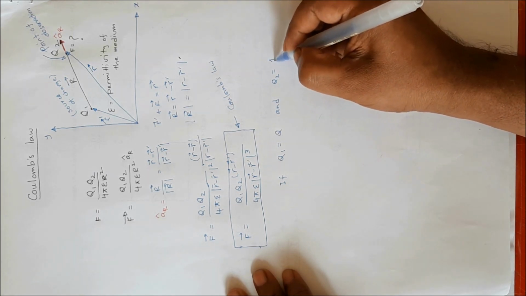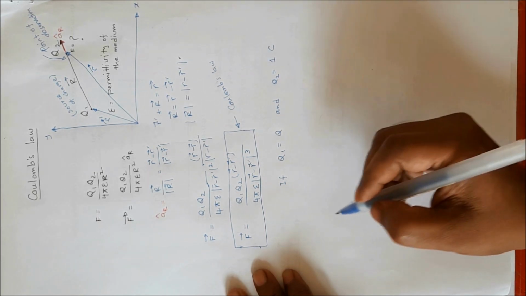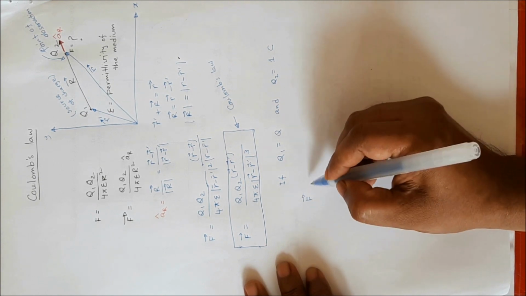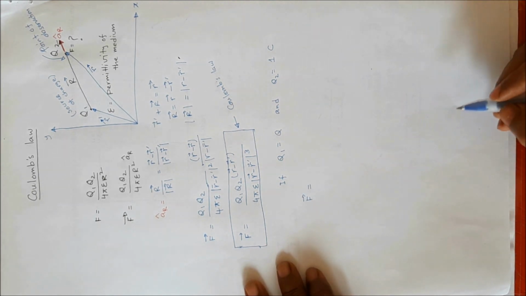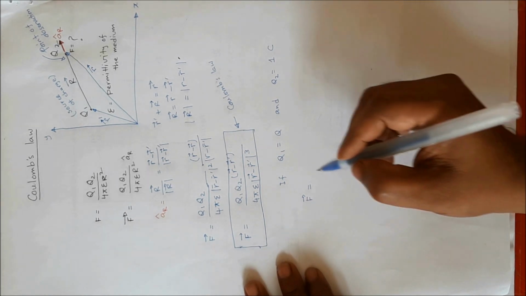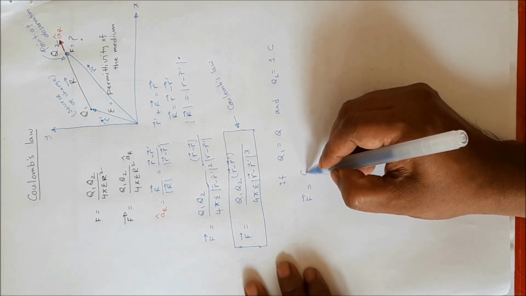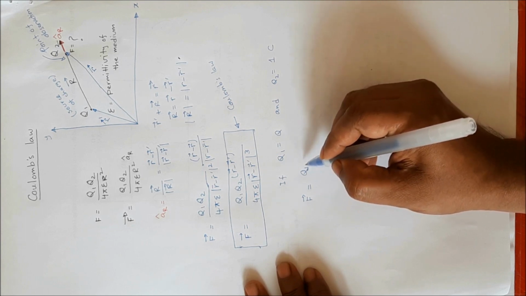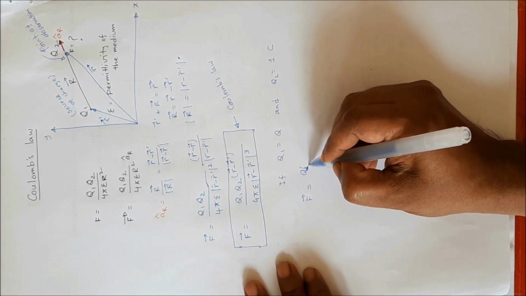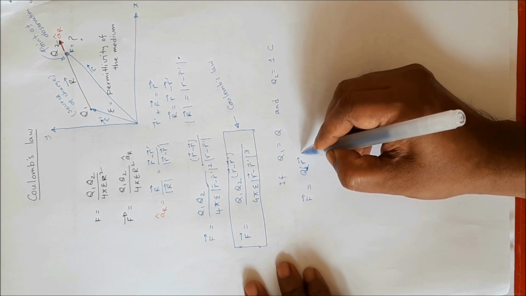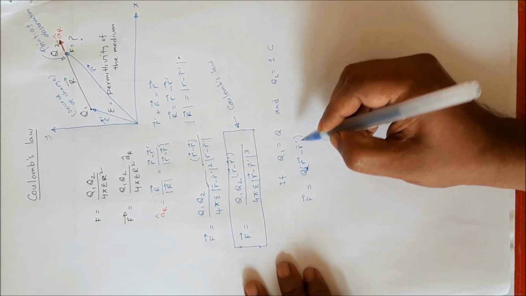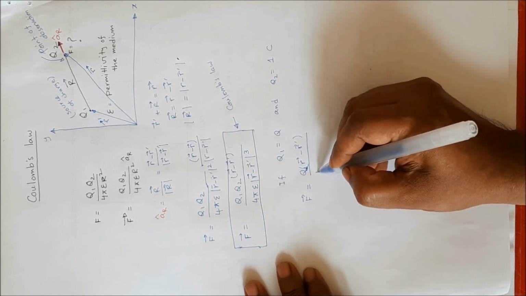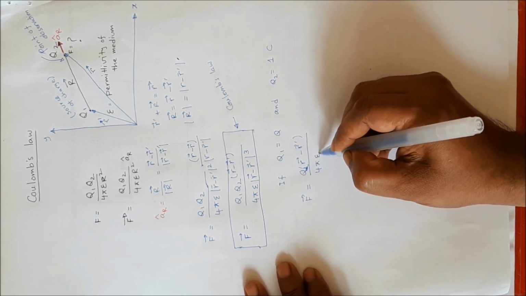If Q1 equals Q and Q2 equals 1, then we can write F equals Q times (r minus r prime) over 4 pi epsilon times the magnitude of r minus r prime cubed, and this term is called the electric field intensity.